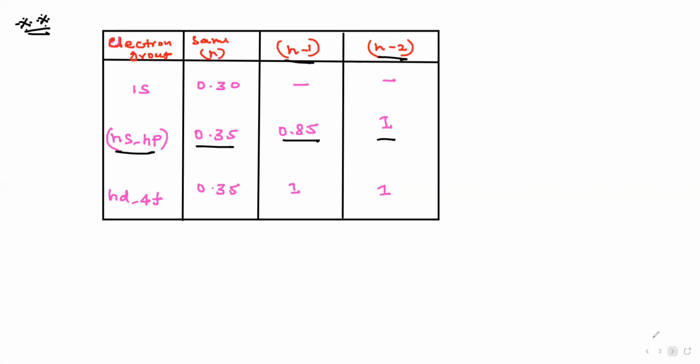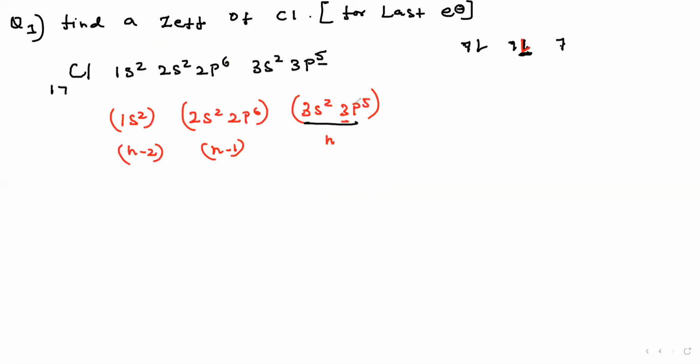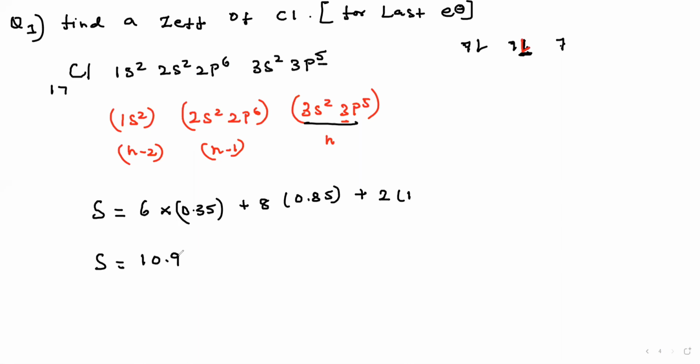Okay, now apply the formula. What is n here, 7 or 6 electrons? 6 electrons. Okay, so S equals 6 into how many electrons? What is the n value for 3s, ns and np orbital? 0.35. So here 0.35. And plus, what is n-2 electron? 8. What is the value? Another 0.85, right? 8 into 0.85 plus what is n-2? 2 electrons, right? 2 into 1. You got the point. Now what is the value? S equals, if you do the calculation, what is the value?